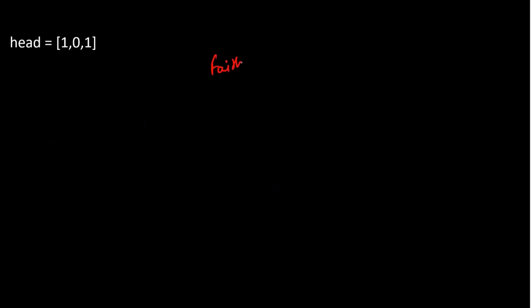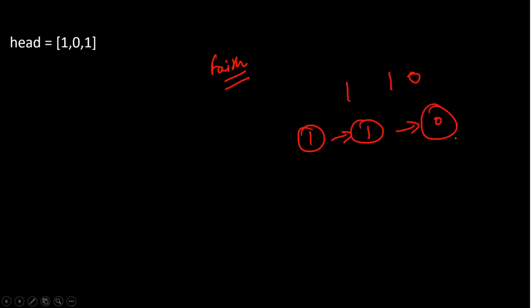Now the efficient one is based on a faith. What kind of faith? Okay, let's suppose these are the elements 1 1 0. So we are having a faith that this is our last element. This is our faith that we are currently on our last element. So if it is the last element, what power do you have to consider? 2 to the power 0, or we can simply say 1.